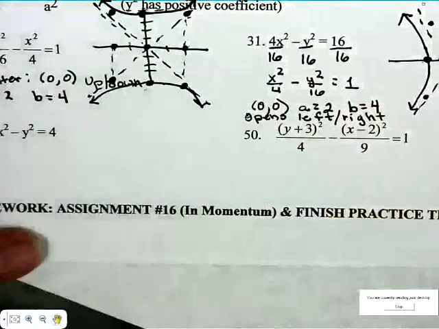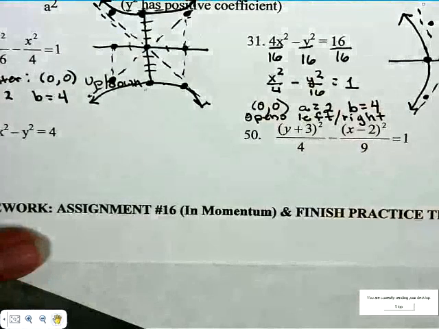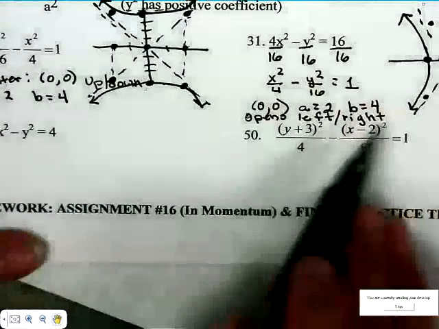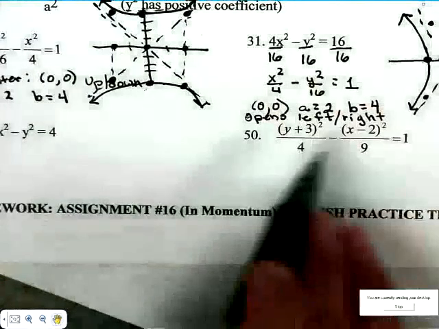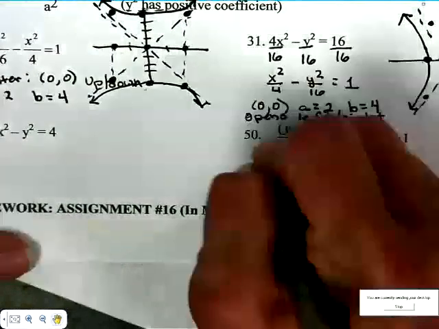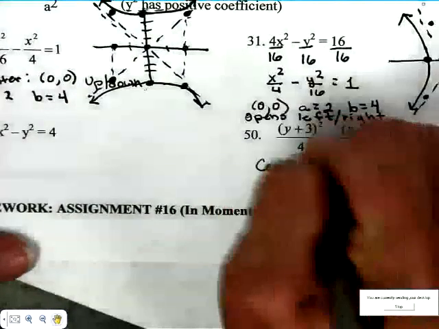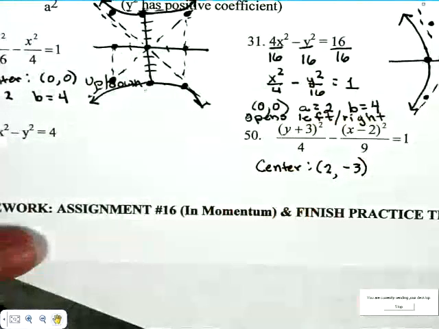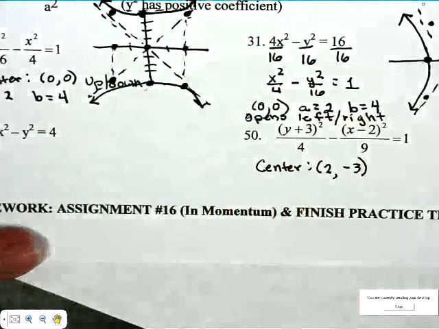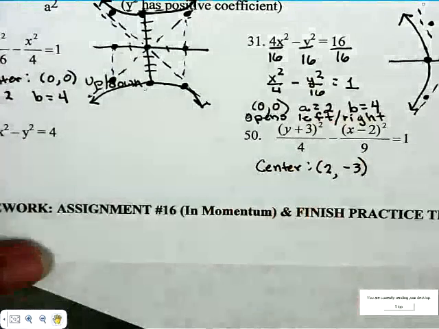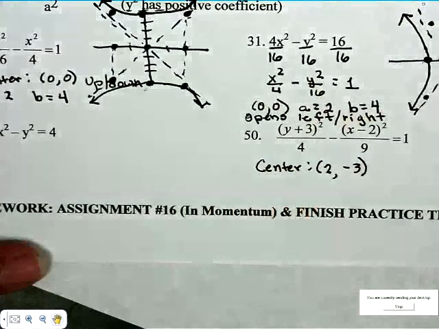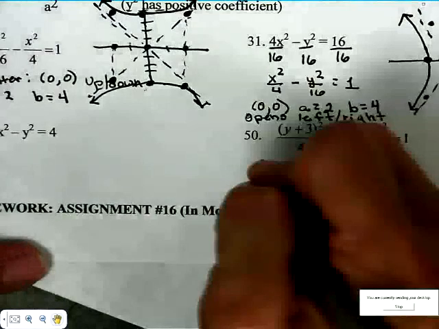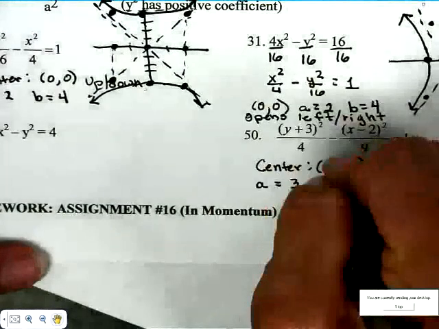What is the center of this hyperbola? The 2 is with the x, the 3 is with the y. It's still the opposite of both guys in parentheses, but make sure you have them in the correct order. 2, negative 3. And be careful picking out your A's and B's. A's always the square root of what's under the X's. So A is 3 and B is 2.